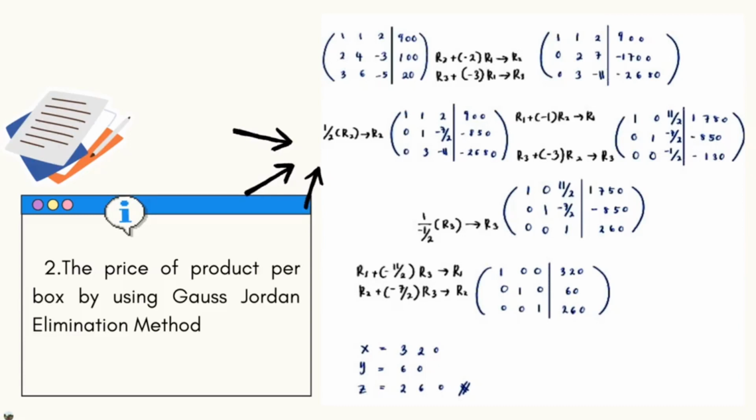The final answer will be X equals 320, Y equals 60, and Z equals 260.